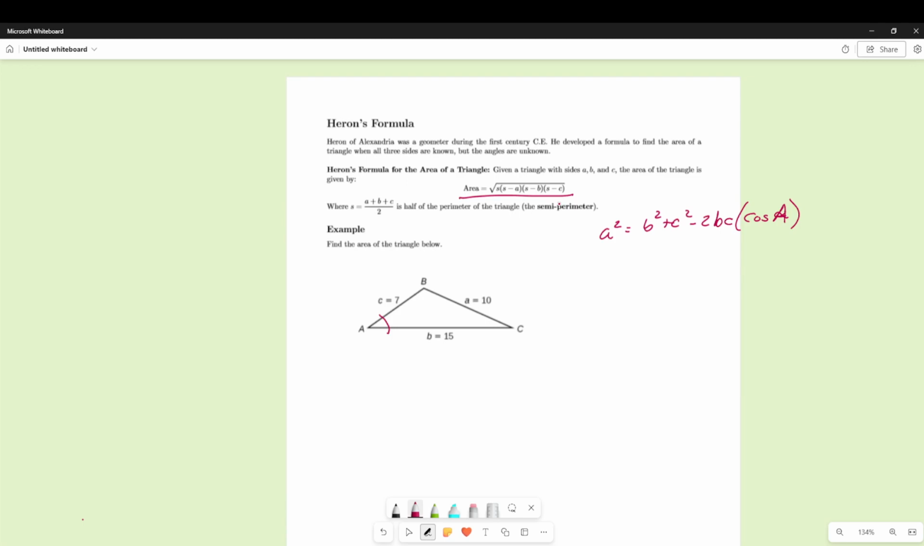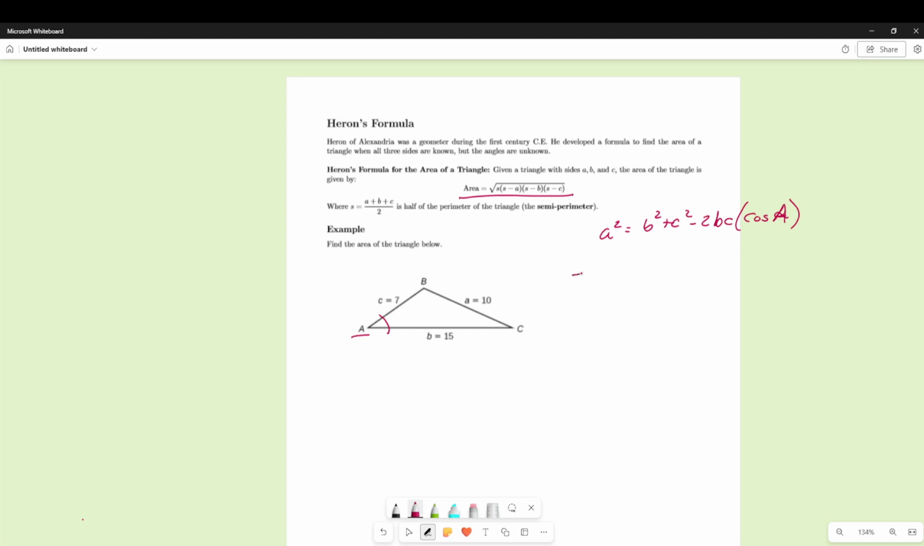So it's a nice tool to know that it's around, but if you're okay with a little bit of approximation, or prefer the trig for whatever reason, you can always calculate this angle and use the 1/2 bc sine A tool for area. But it is a nice tool to know how to use.